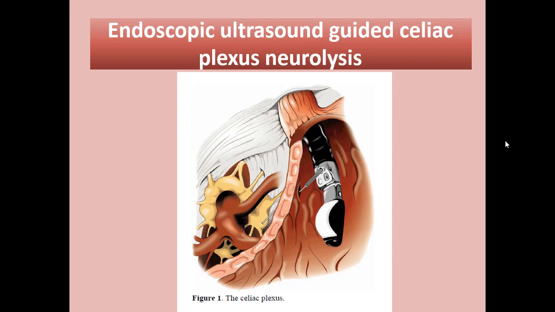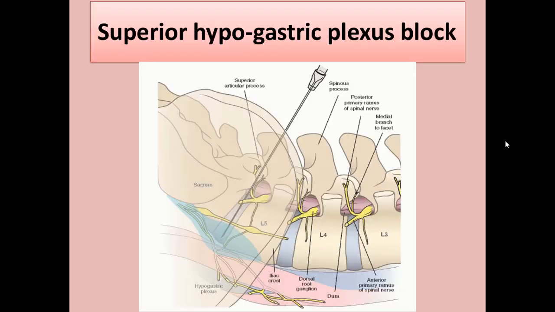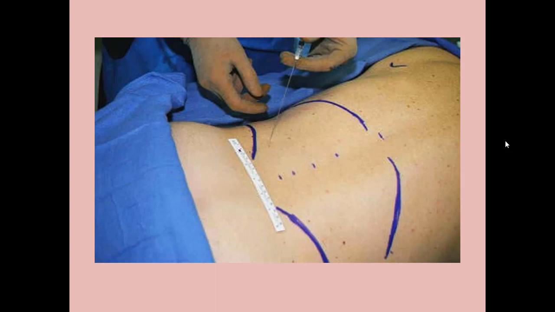Now the superior hypogastric plexus block. The superior hypogastric plexus supplies the lower abdomen and the pelvis, so naturally this can be used for pain arising from the lower abdominal viscera and the pelvic viscera, for example genitourinary cancers and lower abdominal cancers, for example colorectal cancers. And this is the method of how it can be given.